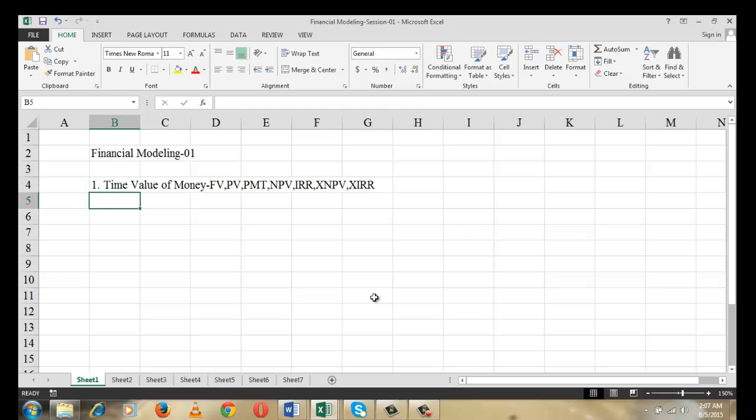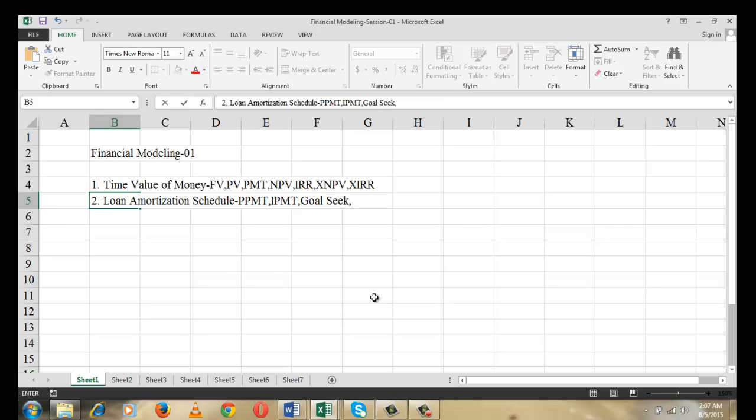Fine, and we're going to talk about the loan amortization schedule, where we'll talk about formulas like PPMT and IPMT. We'll use these formulas. We'll take the application of goal seek, and we'll do data tables in this session.